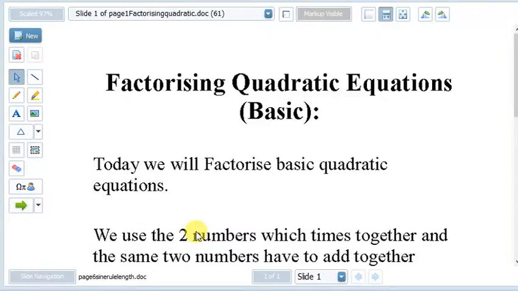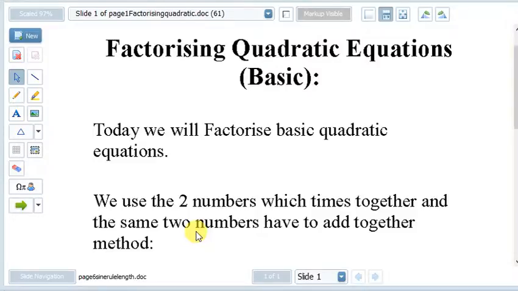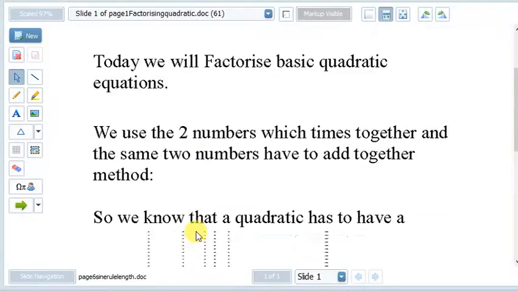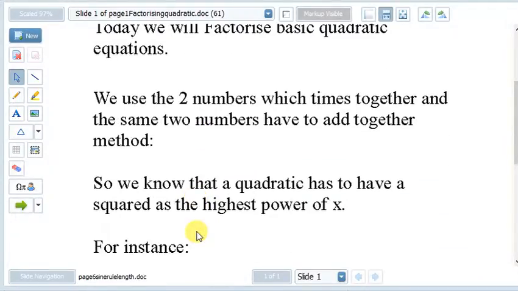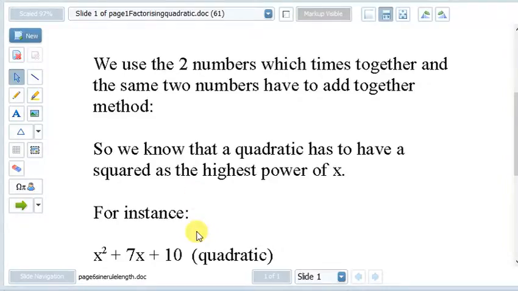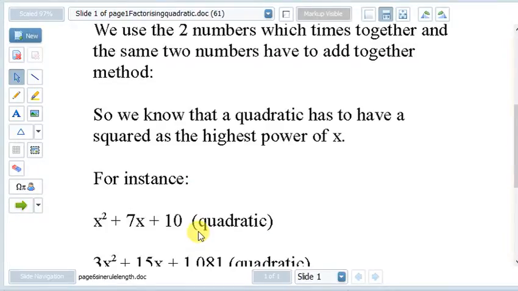Hello. Today we're going to look at factorising quadratic equations, and it's the basic quadratic equations. So we use the method of two numbers which times together, and the same two numbers have to add together. So we know that a quadratic has to have x squared as the highest power of x.